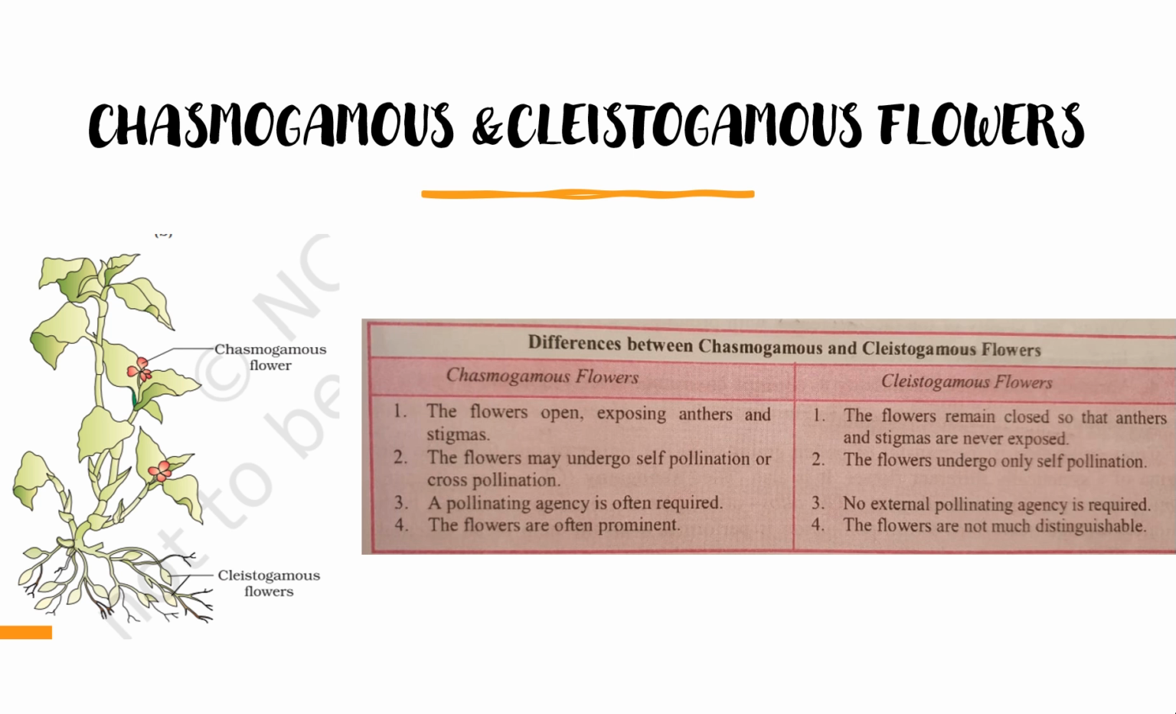So do you think which is advantageous, cleistogamous or chasmogamous flowers? In cleistogamous flowers, because self-pollination occurs, there is no genetic variability, so no variations and no evolution. So plants always prefer cross-pollination.